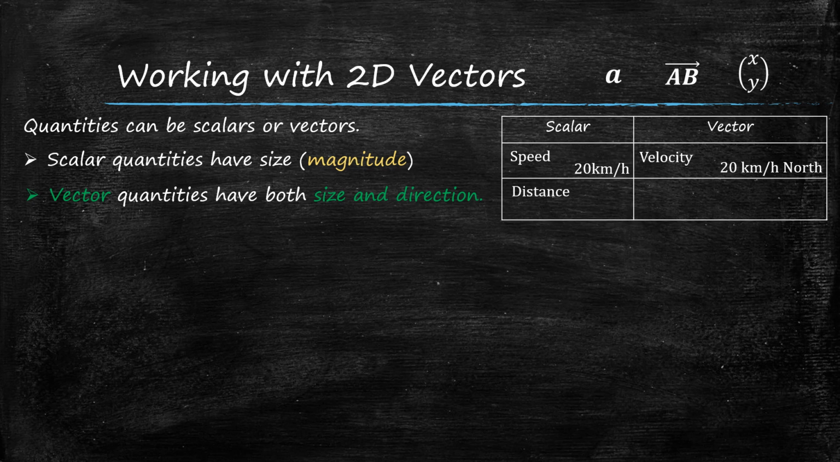Okay, another example would be distance. We would say the school is 500 meters from the house, but we're not saying in which direction the school is from the house. We just have a size of 500 meters. The vector equivalent would be displacement. We would say the school is 500 meters due west of the house. We have both size, the 500 meters, and we have a direction, the movement west. So displacement is a vector quantity.